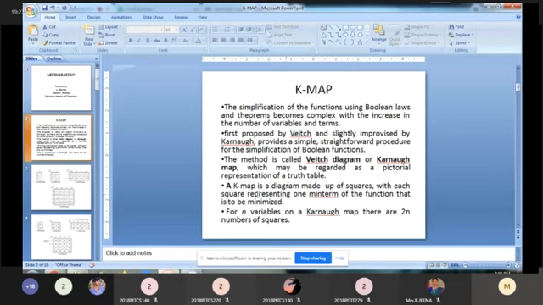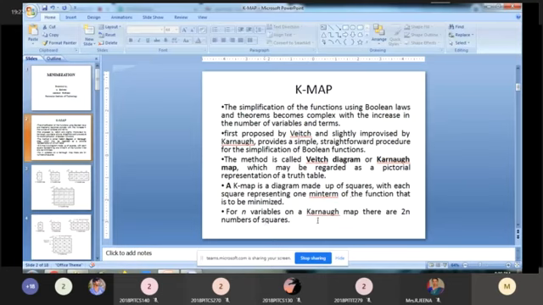Next, a K-map diagram is made up of squares, with each square representing a minterm of the function to be minimized. Minterm means the value is 1, maxterm means the value is 0. Here we have to minimize the minterms of the function, so we have to minimize the value 1.